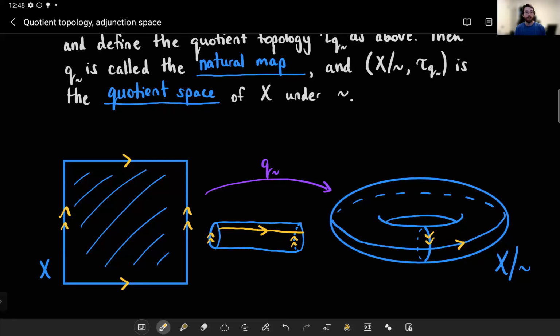But yes, this is how you can take a sheet of paper or a sheet of rubber or whatever you want to think about it as, and deform it into a torus, right? A donut, or the surface of a donut. It's like an inner tube filled with air.